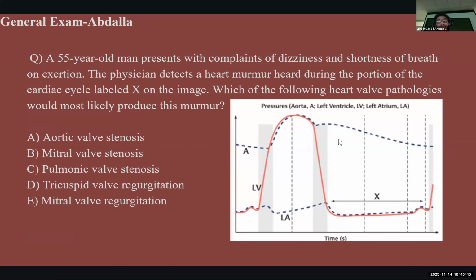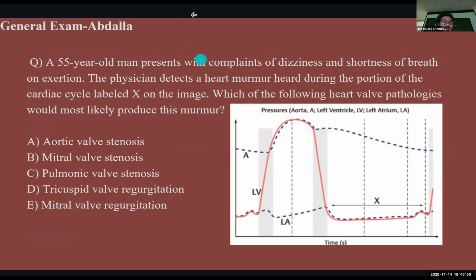There's a B. Got a B so far. A 55-year-old man presents with complaints of dizziness and shortness of breath on exertion, even when trying to do physical activity. The physician detects a heart murmur heard during the portion of the cardiac cycle labeled X on the image. Which of the following heart valve pathologies would most likely produce this murmur? We got a couple of B's, B.